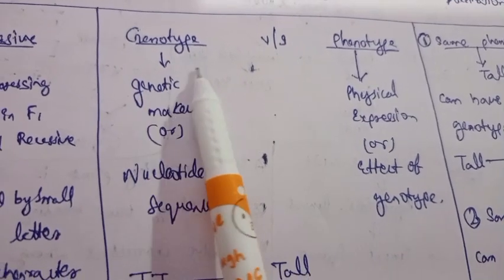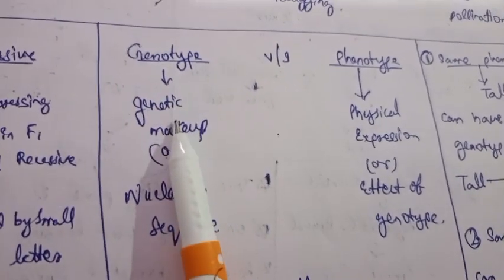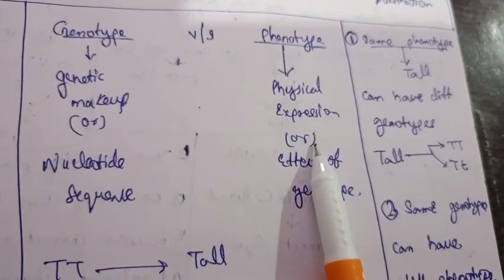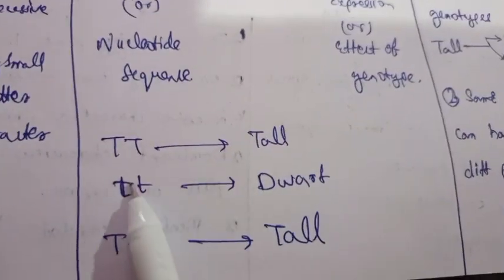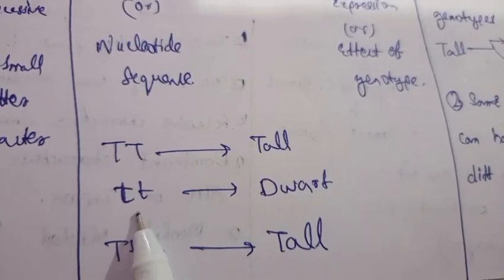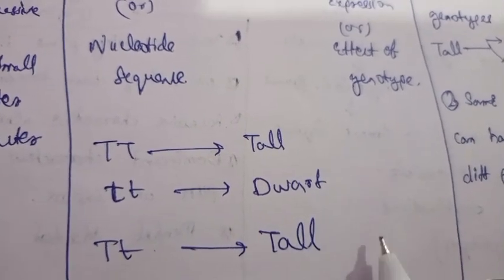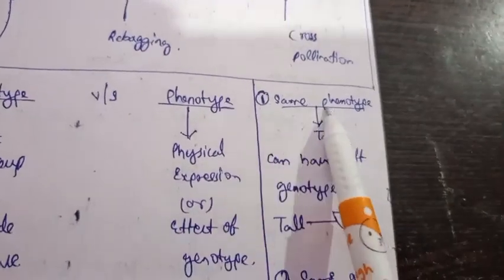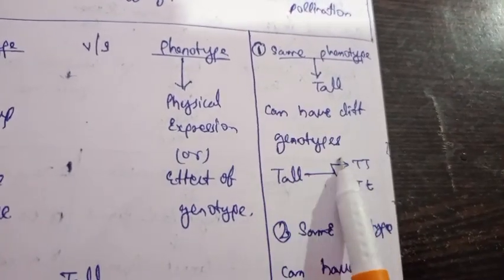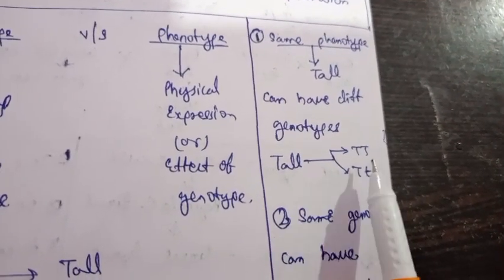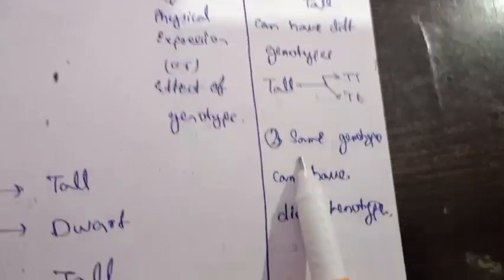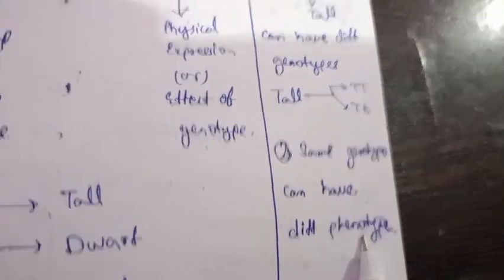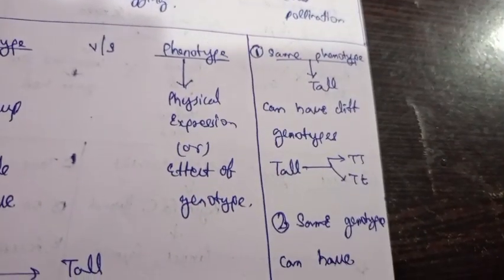Let's understand genotype versus phenotype. Genotype means genetic makeup or nucleotide sequence. Phenotype means the physical expression or effect of the genotype. Capital T capital T tall, small t small t dwarf, capital T small t tall. The same phenotype, tall, can have different genotypes, for example tall, capital T capital T or capital T small t. The same genotype can have different phenotypes.